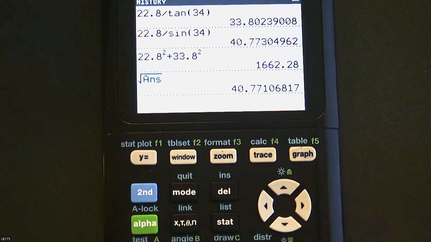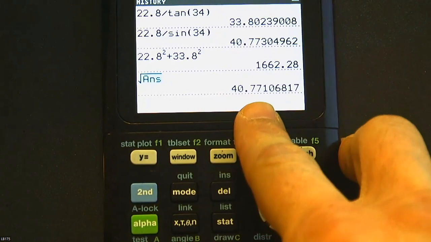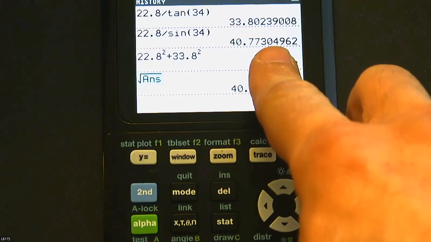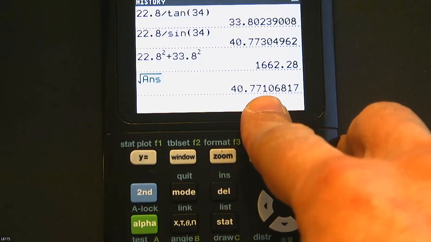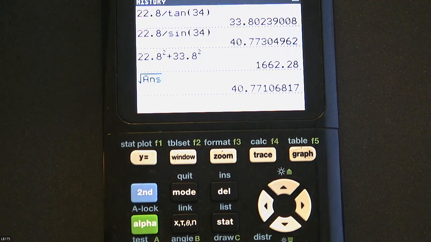Both of those numbers, both methods, I got 40.77 when I rounded to 2 decimal places. But I want to point out that if I rounded to 3 decimal places, I would have ended up with different numbers. I would have wound up with 40.773 when I use the sine of alpha in SOHCAHTOA. And when I used the Pythagorean theorem, I would have gotten 40.771.